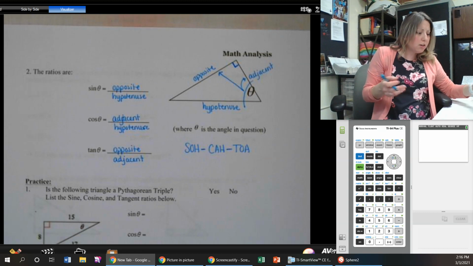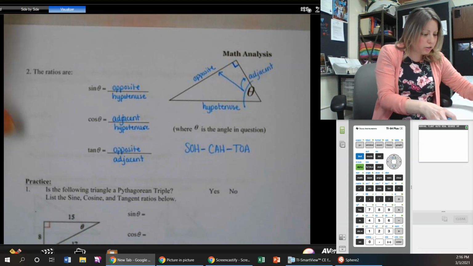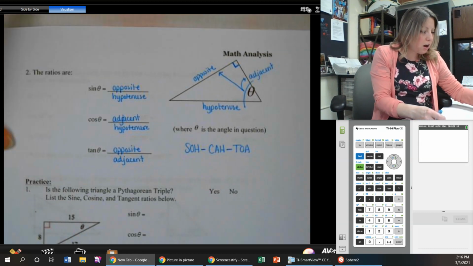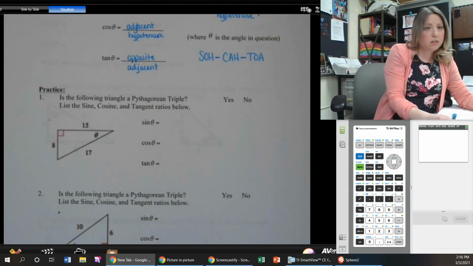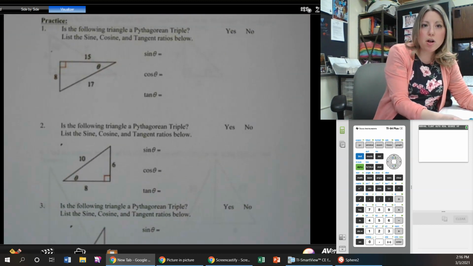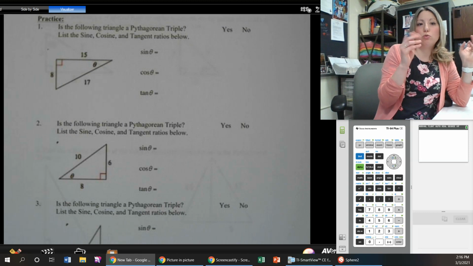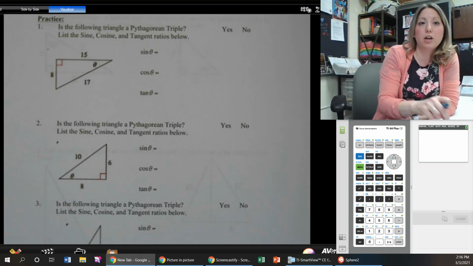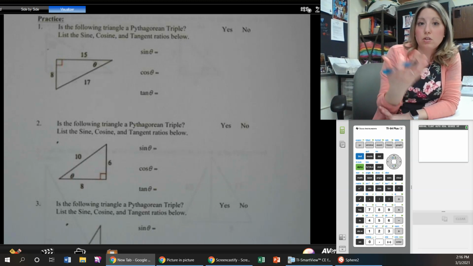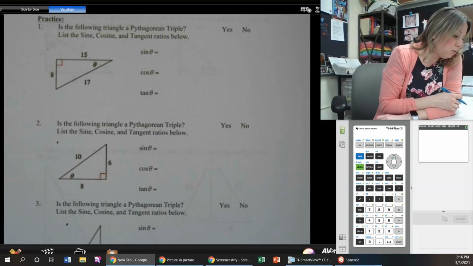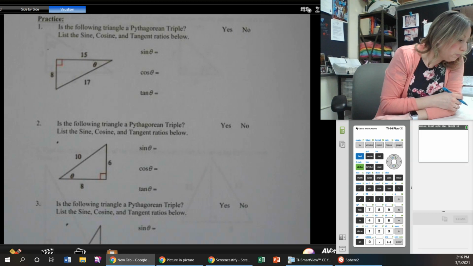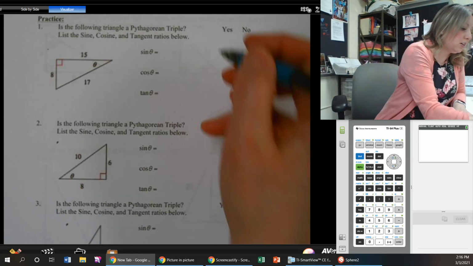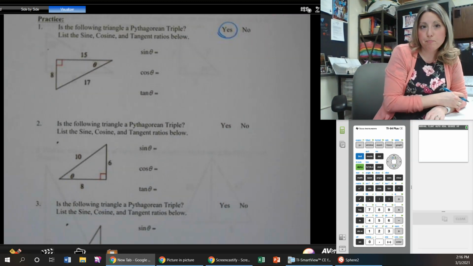So what we're going to do here is a little bit of practice: is this a Pythagorean triple? And then, from the angle in question, we're going to state all of the sine, cosine, tangent ratios in each of these. So here we go. 8, 15, 17 is a Pythagorean triple.